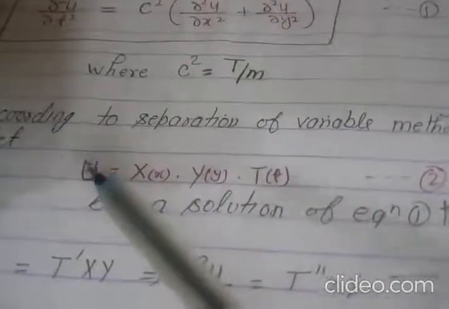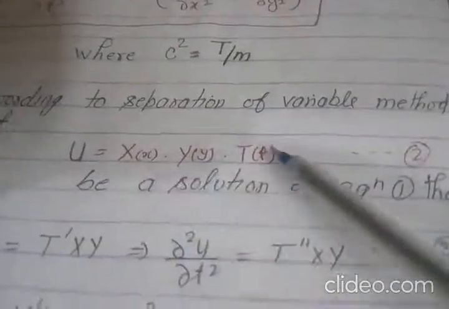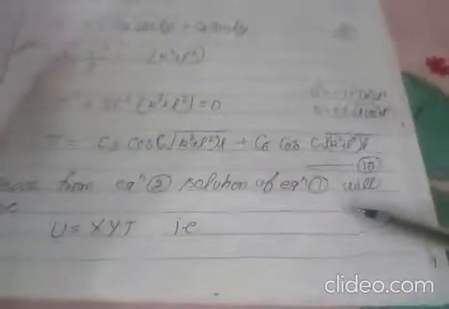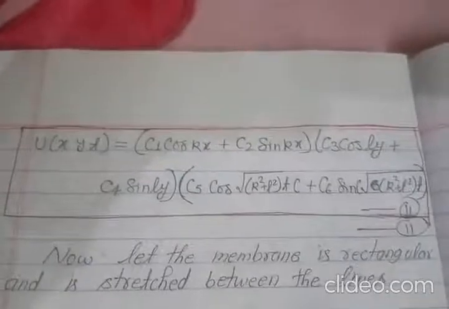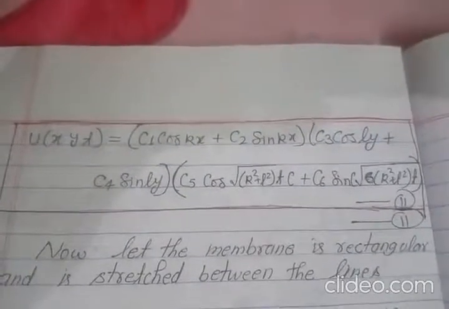Now putting all these values in equation 2, as we have assumed the solution will be u equal to X into Y into T, so we have found the value of X in equation 8, the value of Y in equation 9, and the value of T in equation 10. So on multiplying all three equations, we will find the solution of the given two-dimensional wave equation 1, which will be this one. This is the solution for the given wave equation of dimension 2.